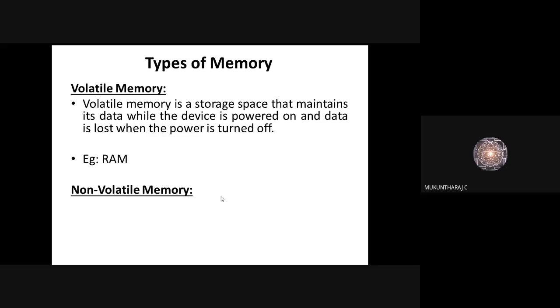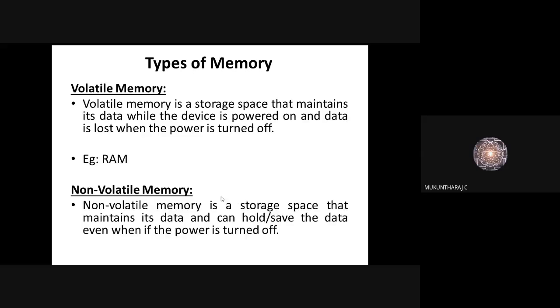Then the second category of memory is non-volatile memory. Non-volatile memory can keep the data even though the power is shut off. It can hold and save the data even though the power is turned off. An example of non-volatile memory is ROM, read only memory. So RAM is the example for volatile memory, ROM is the example for non-volatile memory.